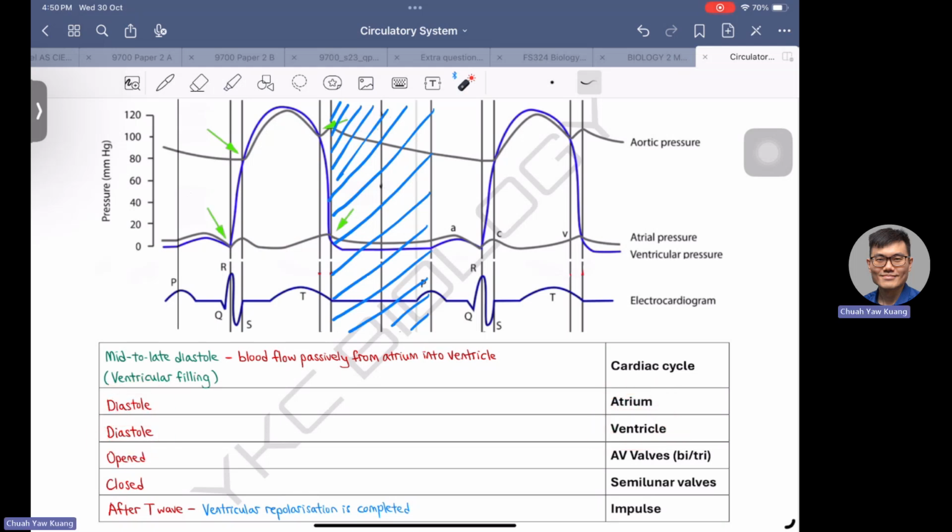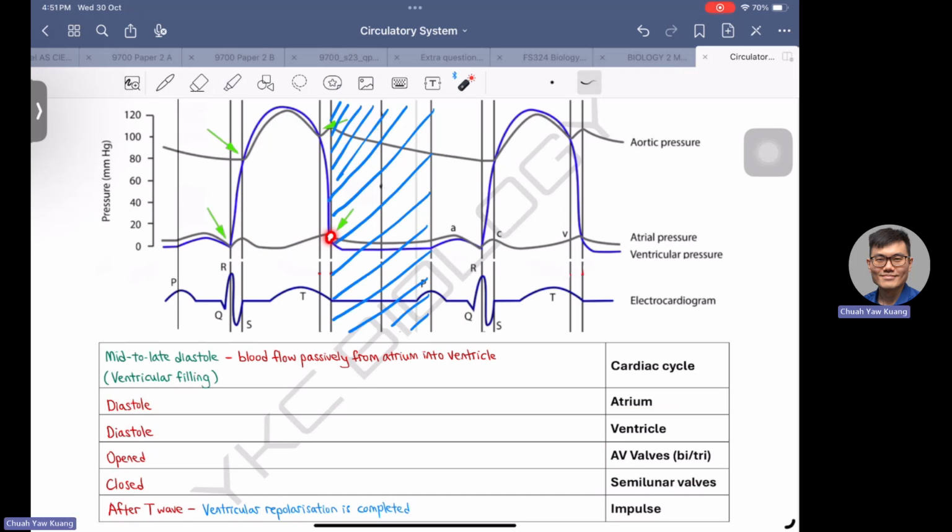At this point, the AV valve will start to open. Why? Well, you can see it in the graph here. Starting from this point, this is when the ventricle pressure will be dropping, and drop below the pressure of the atrium. This is the starting point where the pressure of the atrium is higher than the ventricle. So the atrium is having higher pressure than the ventricle, allowing the passive flow of the blood from the atrium into the ventricle.